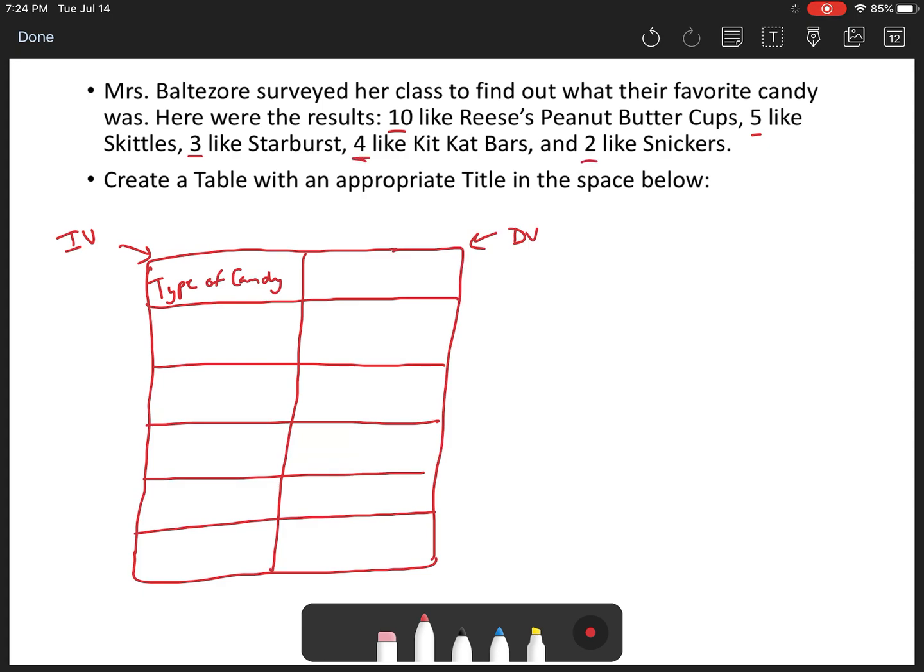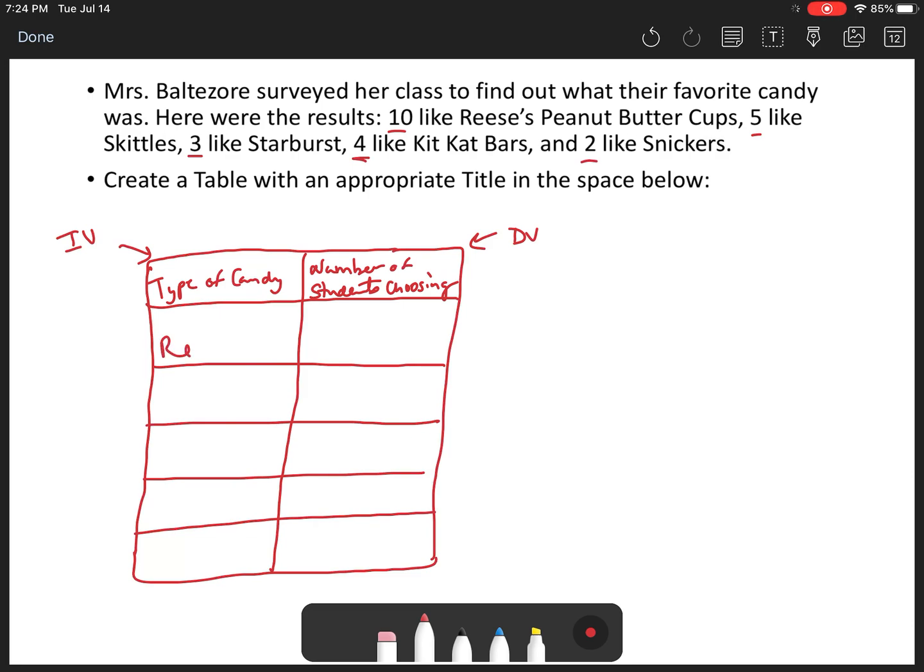Those are the number of students who chose that particular candy. So, I'll just put number of students choosing. Okay. So let's start getting things organized a little bit here.